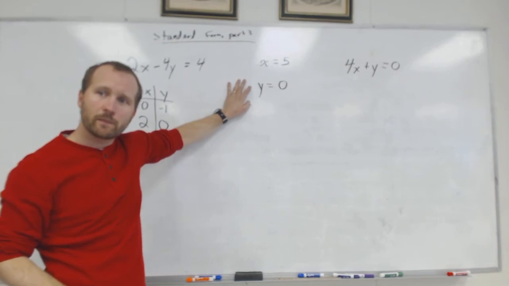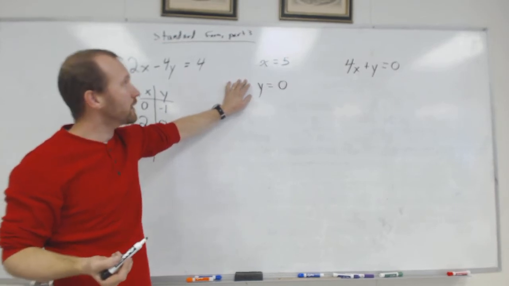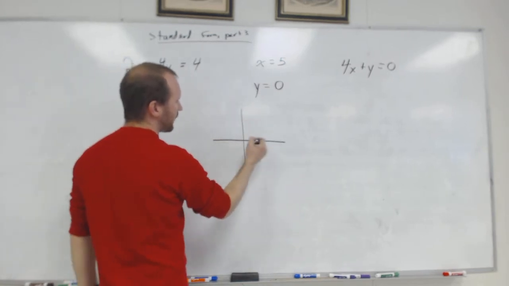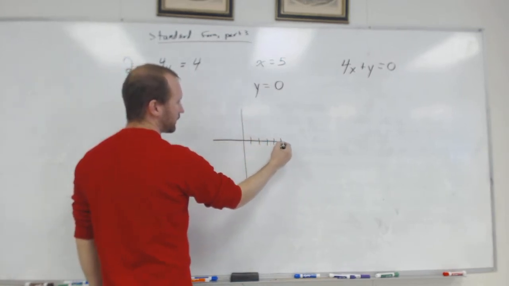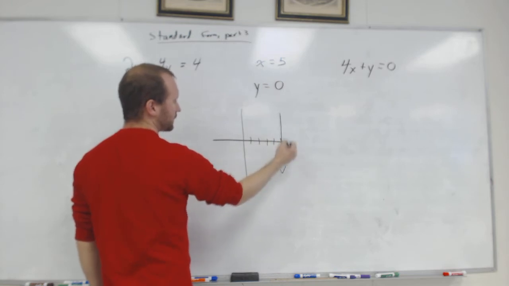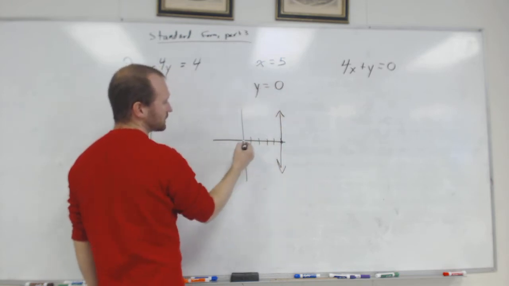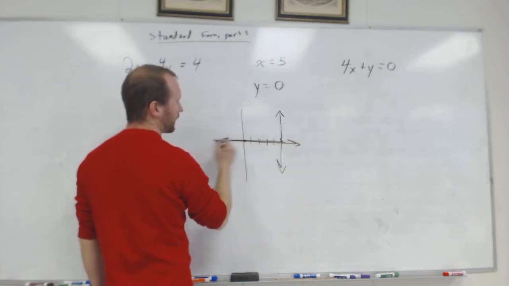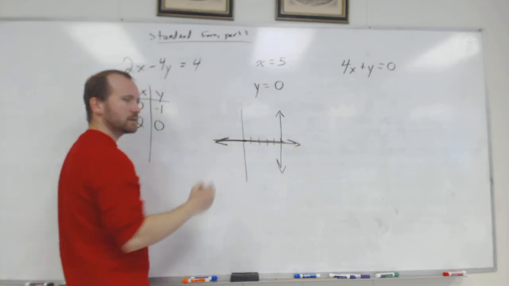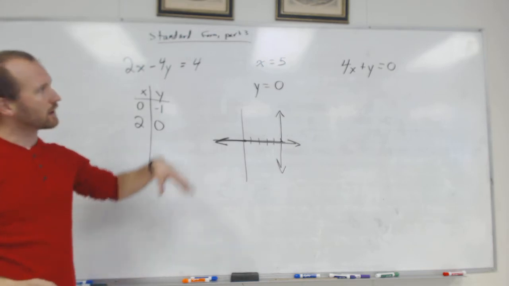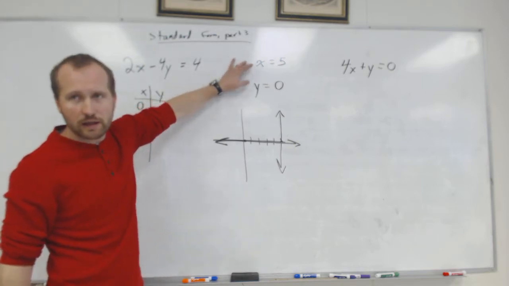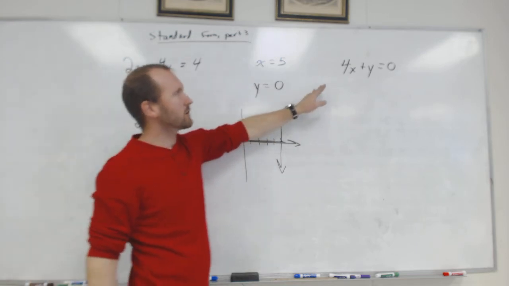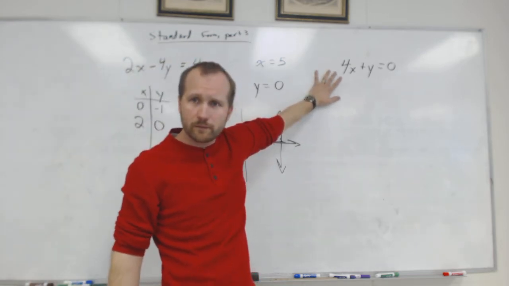What strategy would I use to graph these? We know how to graph these. We know that if we have x equals 5, then we find where x is 5, and we just make a line that goes through there, right? If we have y equals 0, we find where y is 0, and we make a line where x can change, but y is always 0. So we have to remember, this is a vertical line, and this is a horizontal line.